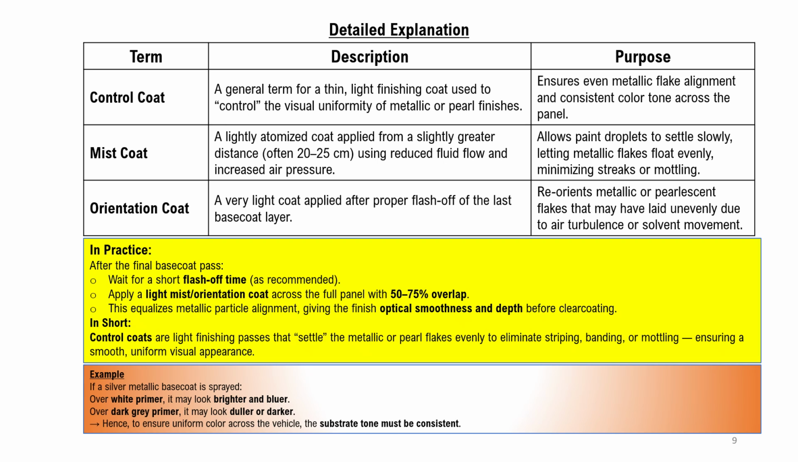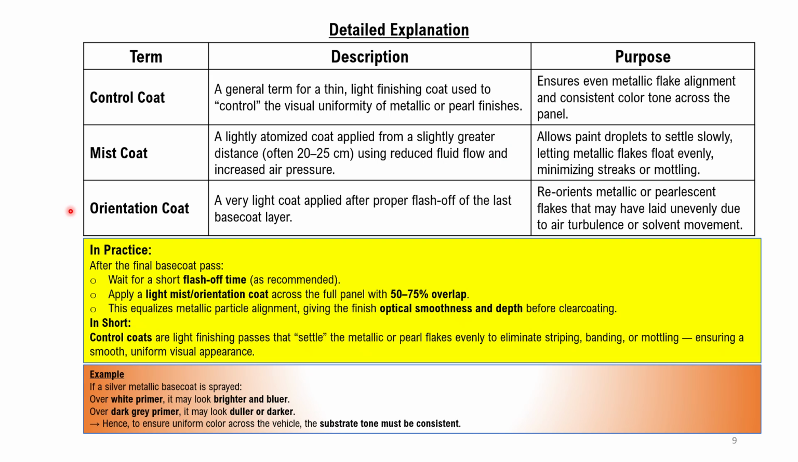Before moving to the next probable cause, let us examine in detail the control coats, mist coat, and orientation coat. Control coat is a general term for a thin, light finishing coat used to control the visual uniformity of metallic or pearl finishes. It ensures even metallic flake alignment and consistent color tone across the panel. Mist coat is a lightly atomized coat applied from a slightly greater distance, that is 20 to 25 centimeters, using reduced fluid flow and increased air pressure. It allows paint droplets to settle slowly, letting metallic flakes float evenly, minimizing streaks or mottling.